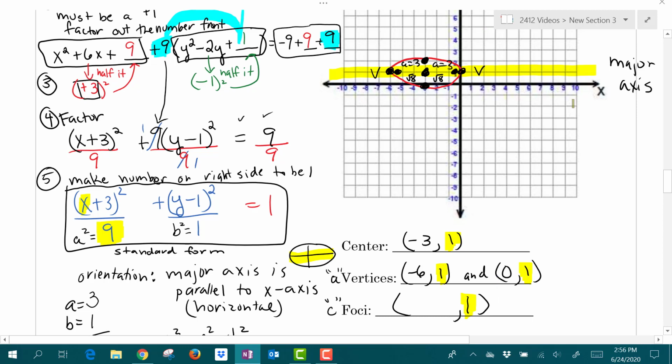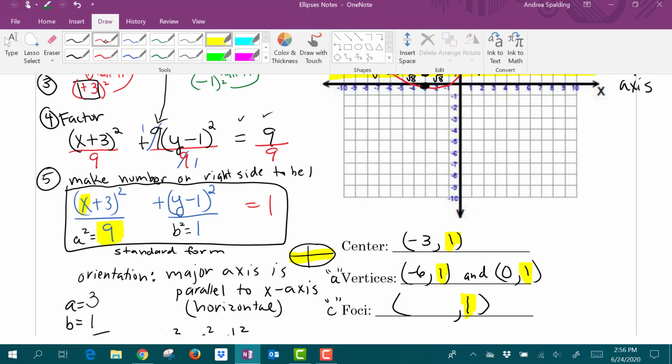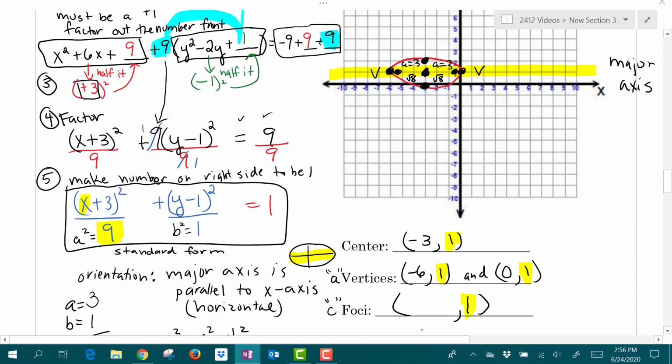Okay, so that's because they all lay along the same major axis, the same horizontal line, and the y value of that line is always 1. Okay, what's the formula for the foci if I have a horizontal major axis? Well, the x value is what's changing because I'm moving to the right or to the left to plot that point. So it would be the h value of the center, so -3, plus or minus the c value, which is the square root of 8. And that would be the exact values there.